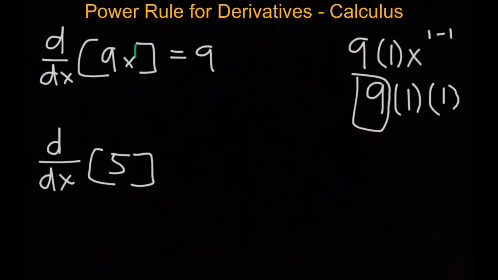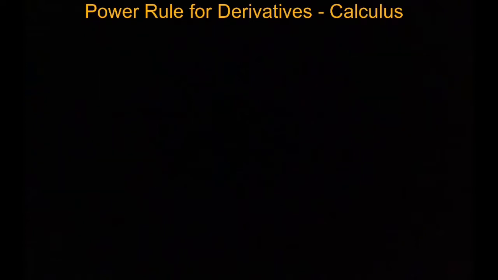So for the second one, what's the derivative of 5? So the derivative of any constant is 0. And that is our answer for this question. Okay, so now that you know the very basics, let's try some harder questions.